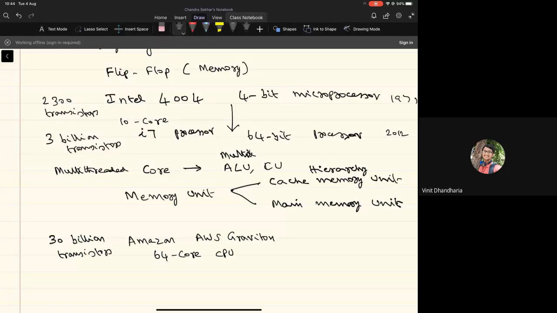Then we'll try to understand the interactions between the ALU and the memory unit and the control unit, and to perform the necessary operations like the execution of program, right?